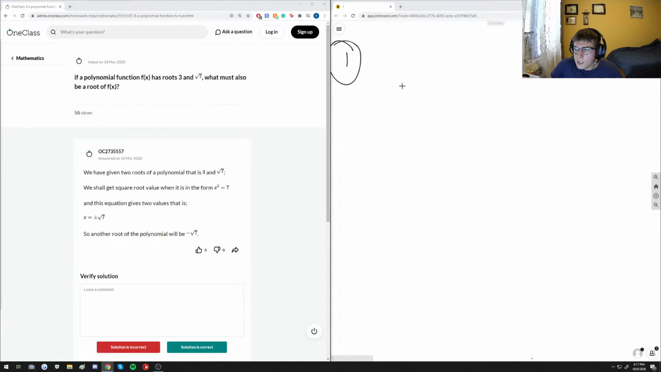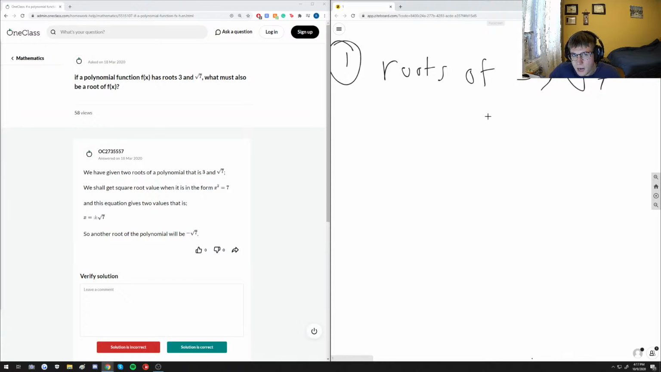Alright, so first question, number 1. If a polynomial function f of x has roots 3 and root 7, what must also be a root of f of x? So we have to understand what having roots of 3 and root 7 mean.